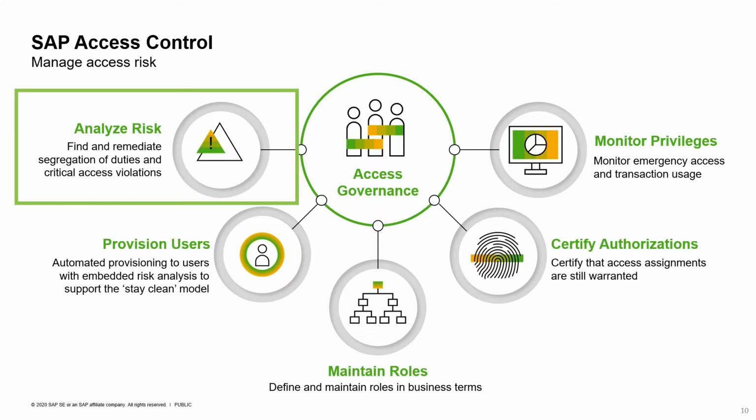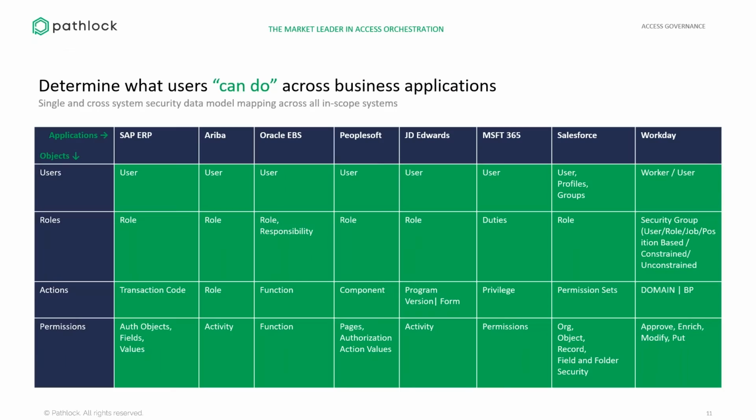You could also set up a direct connection and configure one time a connection between Access Control and Ariba and map to the security authorization concept so that when you run a batch risk analysis, an ad hoc risk analysis, or even simulate risk in real time, you'll be able to understand what users have access to do in Ariba as well as SAP, giving you that cross-system SOD risk analysis.